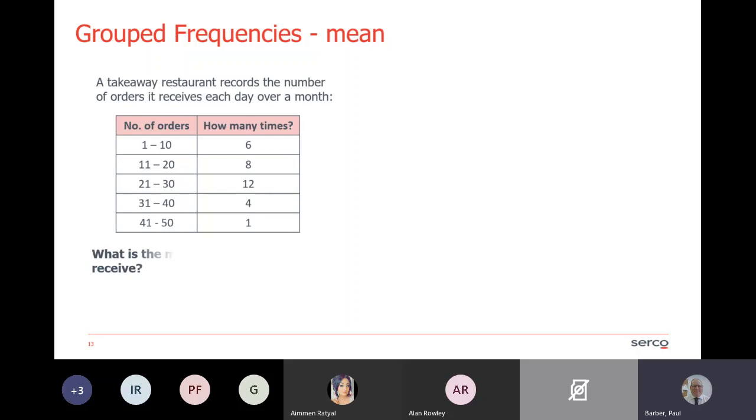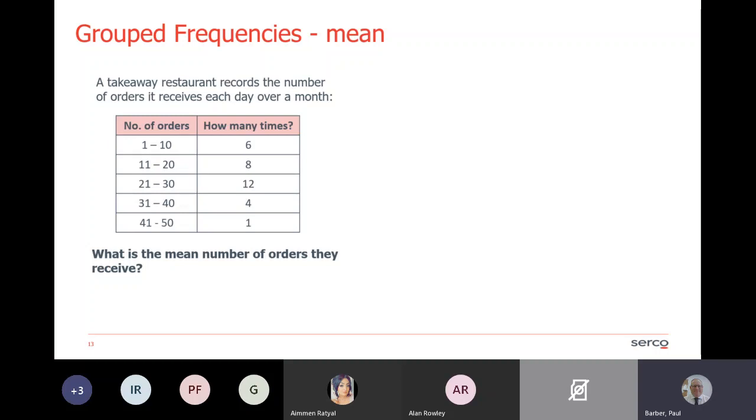So let's take this example. There's a takeaway restaurant that records the number of orders it receives each day over a month, and it puts them into groupings. So on the days that it was ordered, between 1 and 10 orders happened 6 times. It had between 11 and 20 orders on 8 different days, 21 to 30 on 12 days, 31 to 40 on 4 days, and 41 to 50 orders only happened once.